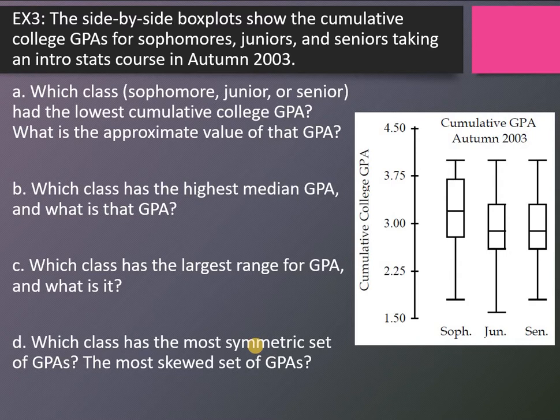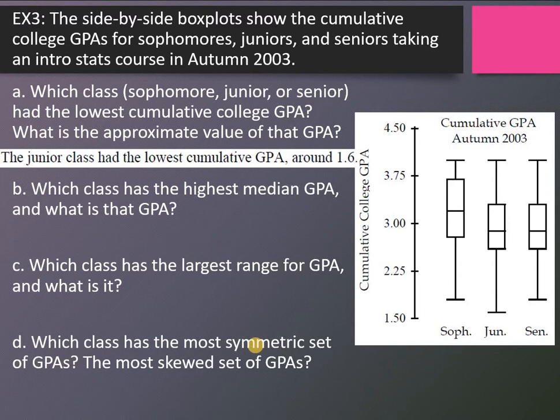Juniors. And then you would say, what is that? About, it's going to be, you could say 1.5, you could say 1.6, you can say 1.55. I know it's difficult to kind of gauge exactly. But you need to be able to tell that across them all, when we're talking about lowest cumulative GPA, that's these values.